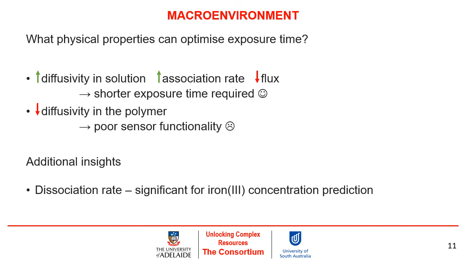We can answer the question, what physical properties can optimize exposure time? We can increase the diffusivity of iron 3 in the solution, the association rate, and decrease flux and shorten the exposure time. If we decrease the diffusivity of iron 3 in the polymer, this does shorten exposure time, but this makes for poor sensor functionality. We also found out that knowing the dissociation rate can help predict iron 3 concentration.